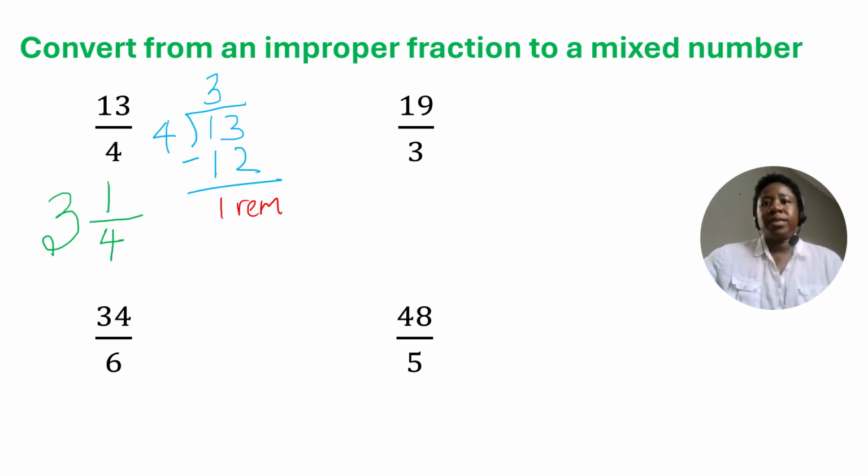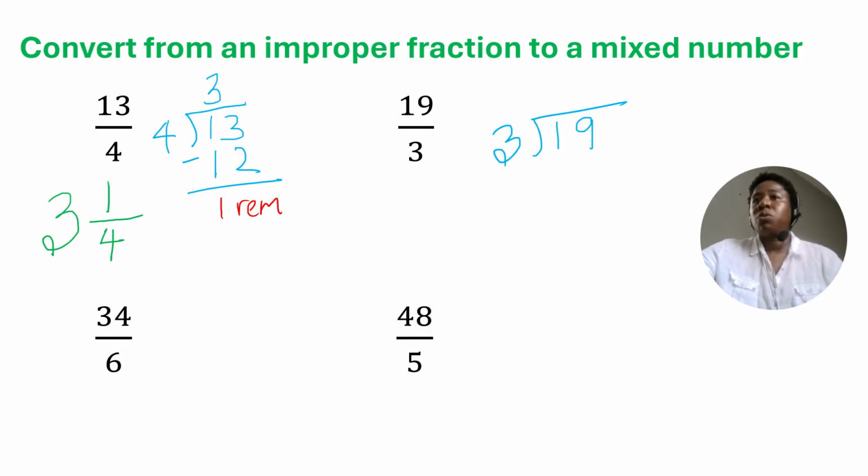All right, we'll move to the next example, 19 over 3. Again, we want to know how many times can we get 3 from 19. So we're going to set up our division. 3 times 1, 3, 3 times 2, 6, 3 times 3, 9, and so on. We know that 3 times 6 is 18. 6 times 3, 18. 19 minus 18, again, 1 will be the remainder.